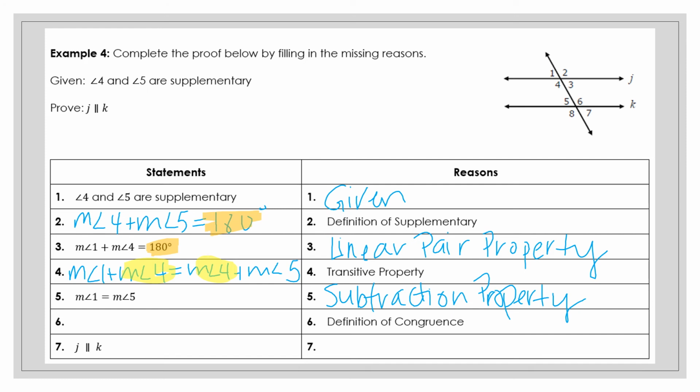Okay, well, if their measures are equal, then I know they are congruent. So that is going to be my next statement. Angle 1 is congruent to angle 5. That's our definition of congruence. And if I look at 1 and 5, those are corresponding angles. And so if my corresponding angles are congruent, then I know my lines are parallel. That's the converse of the corresponding angles postulate.